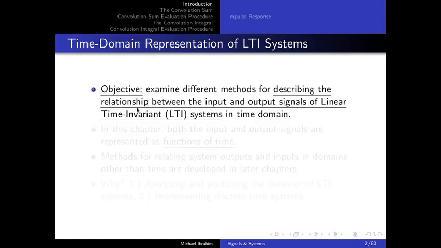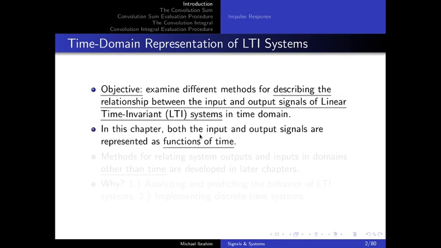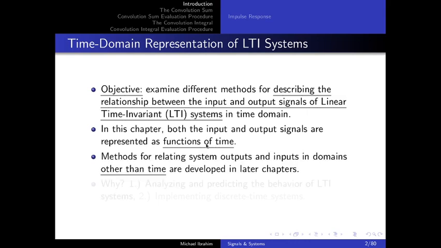So the objective here is to examine the different methods of describing the relationship between the input and the output of a linear time invariant system in time domains. The objective of this chapter is to describe the relation between the input signal and output signal of an LTI system in time domain. Both input and output are considered as functions of time. Of course, methods for relating the system output and input in different domains other than time are developed in later chapters, which is basically the Laplace domain and the S domain.